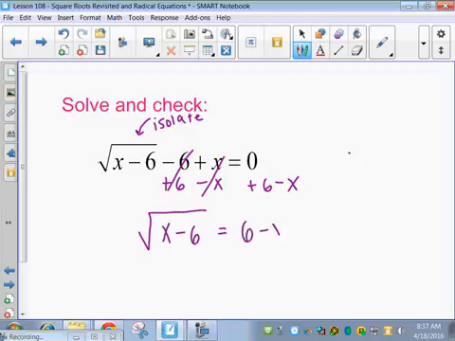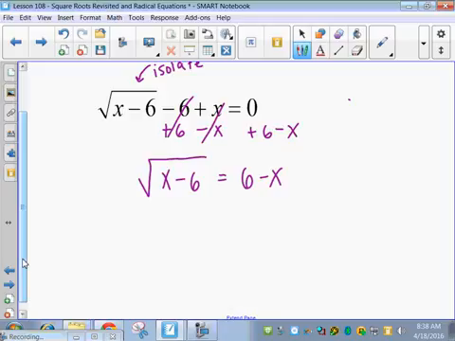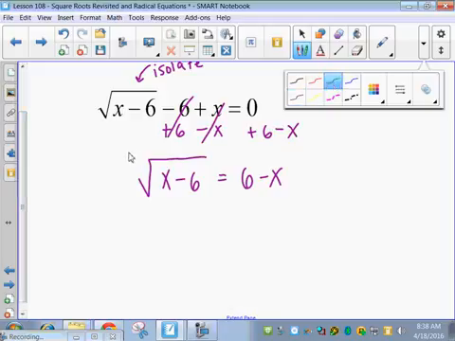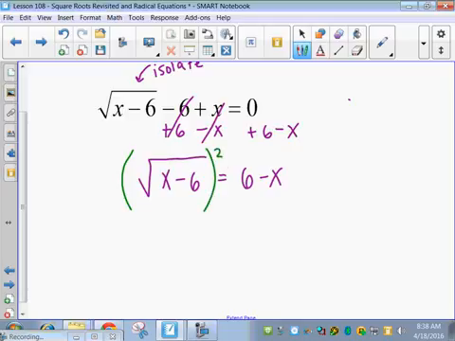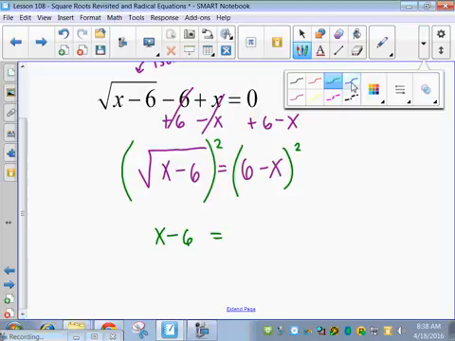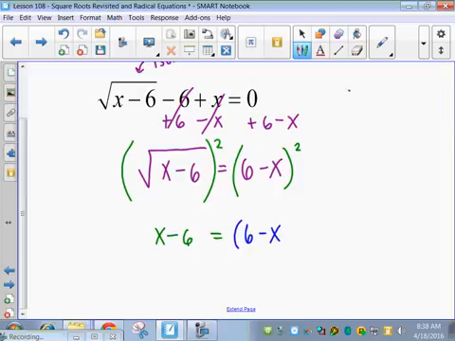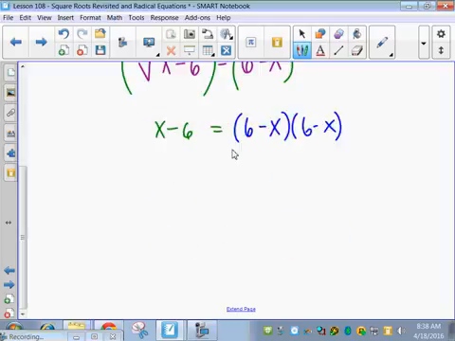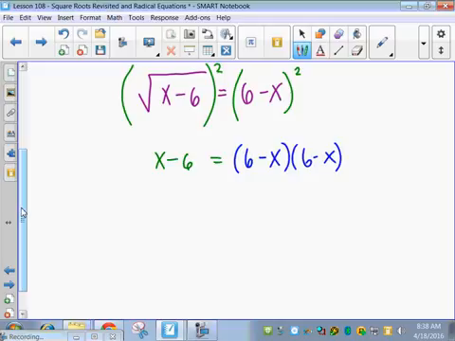And on this side, we have 6 minus x. Now I'm going to get rid of the radical. Once I isolate it, I want to get rid of it, so I square both sides. We're squaring this entire thing, and we're squaring this entire thing. The square undoes the square root, and I just have x minus 6 on this side. Now the right-hand side is different. I don't know if you guys have seen this before. 6 minus x squared is the same thing as 6 minus x times 6 minus x. What are we going to have to do here? We are going to have to FOIL. So I'm going to FOIL that out.